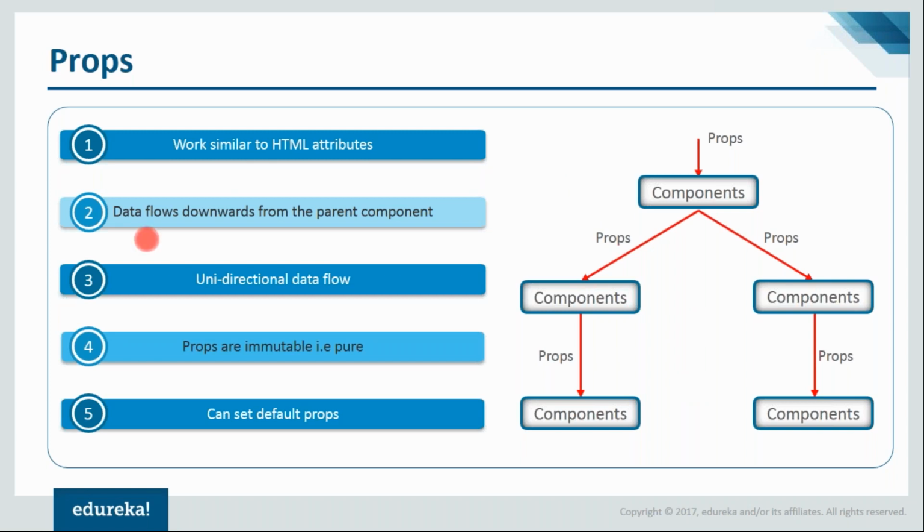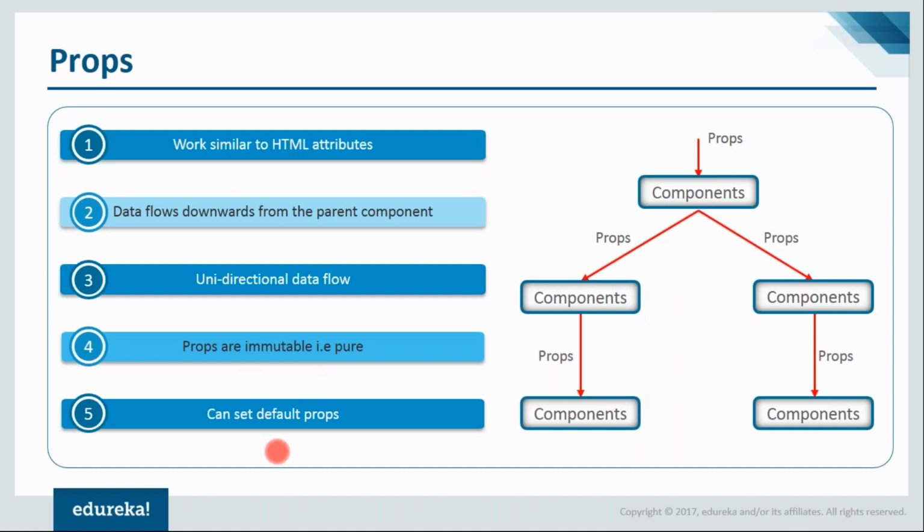Another important aspect to note is that props, which is nothing but data, always flow from the parent component to the child component. The child component cannot pass any value to the parent. That is why we say there is a unidirectional data flow, from up to down. One more important thing is that props are immutable. When we say immutable, it means that whatever data is passed from the parent to the child cannot be modified by the child component. It cannot be updated. It has to use it as it is or display it as it is.